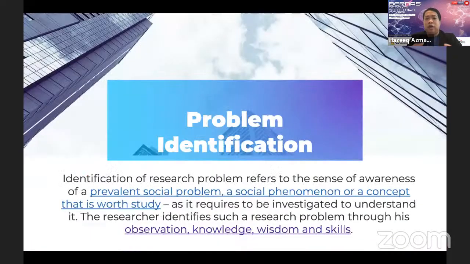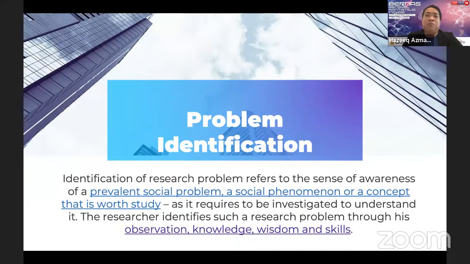When we look at problem identification, we're talking about a sense of awareness of a prevalent social problem, a social phenomenon, or a concept that is worth studying. Usually, it is a big challenge or issue to the society, or in a small context, maybe an issue in your workplace or in your community. That can be a source of your problem identification. It can also be a big social phenomenon or a bigger issue at the national or international level.